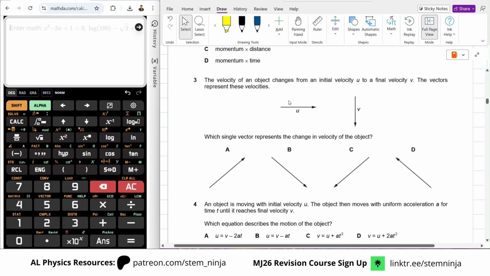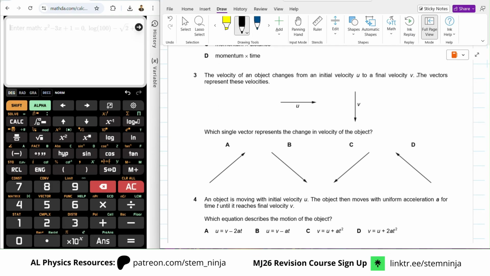The velocity of an object changes from an initial velocity u to final velocity v. Vectors represent these velocities. Which single vector represents the change in velocity of the vector? So basically, the change in velocity is v minus u. So in v, we have to subtract this. So v minus u is basically going in this direction. So the resultant vector, or v minus u, would actually be this way.